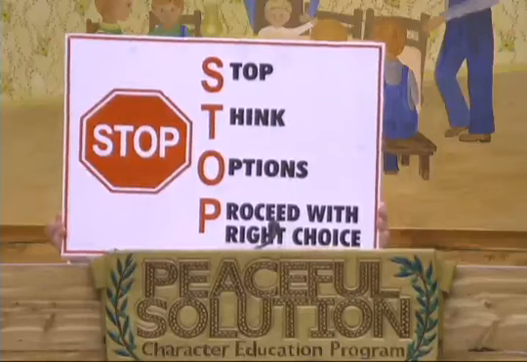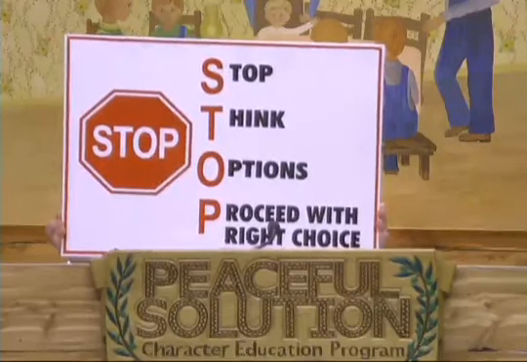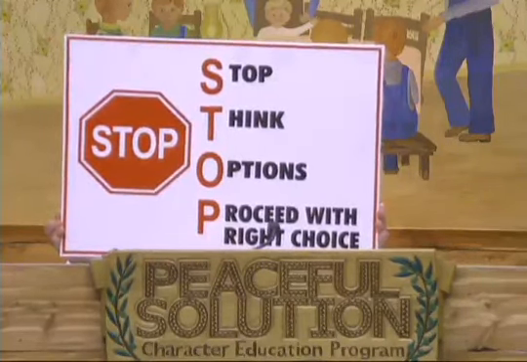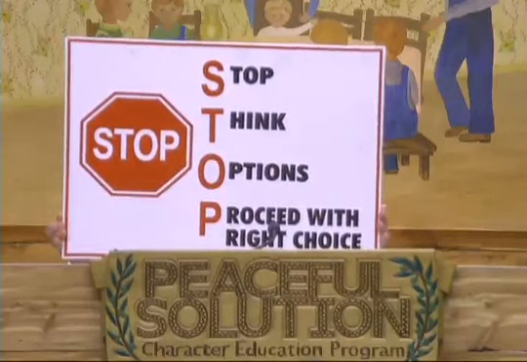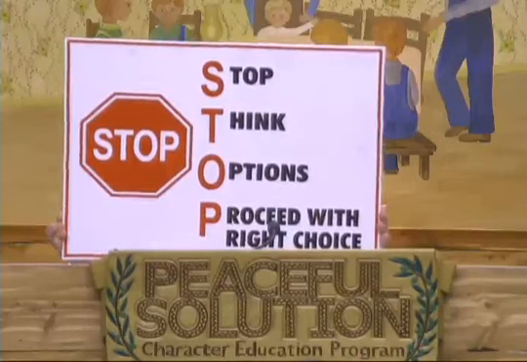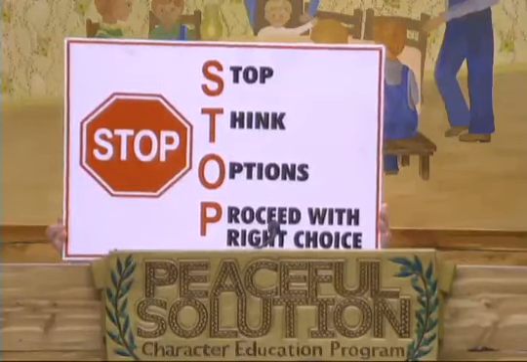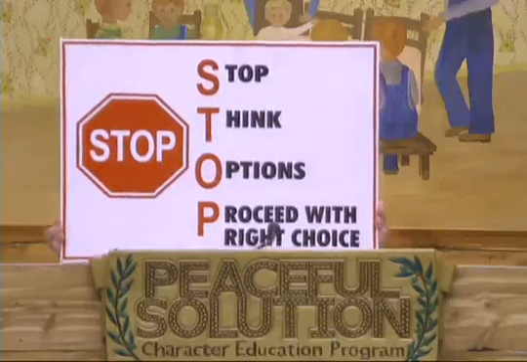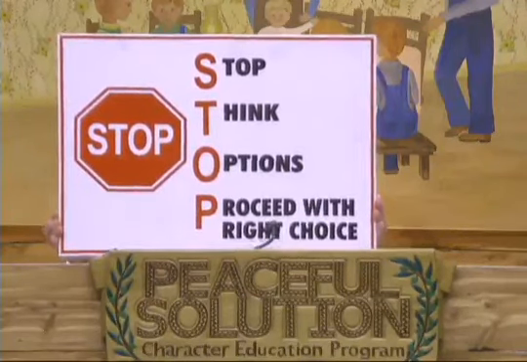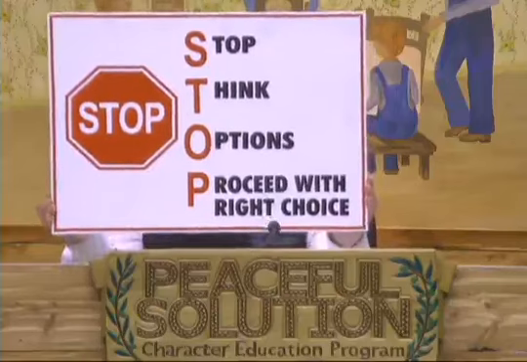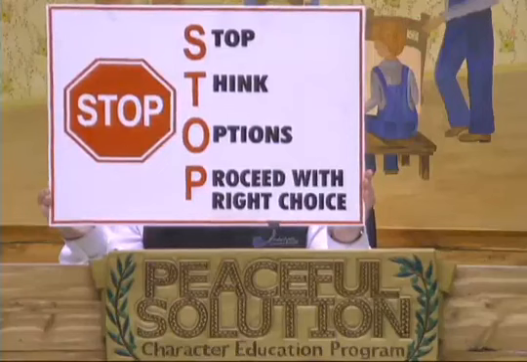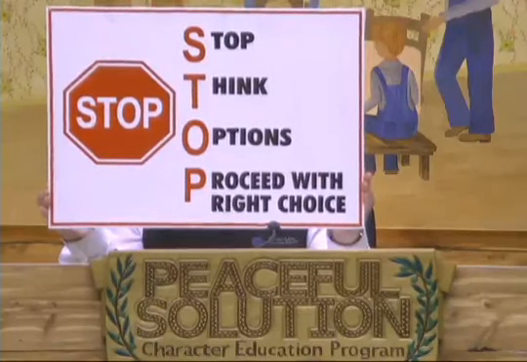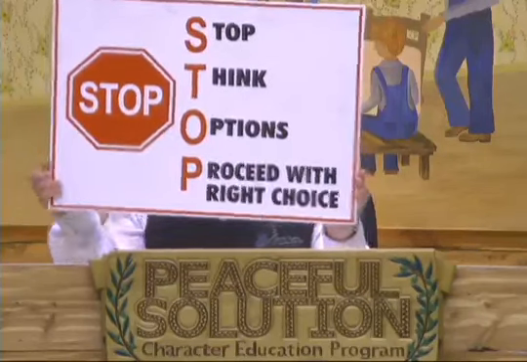It's like being under the influence of alcohol. You're under the influence of your feelings and emotions, and you're not able to make a rational judgment if you're having negative emotions. You're not able to make a rational decision. So you have to stop and calm down so you can think clearly about what your options are in that situation, what you should say or do, and then proceed with the right choice. And the right choice never brings harm to yourself, others, or the environment.